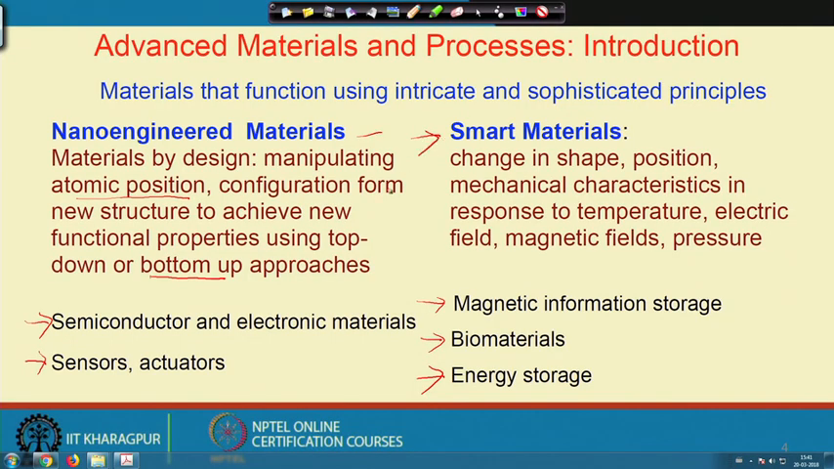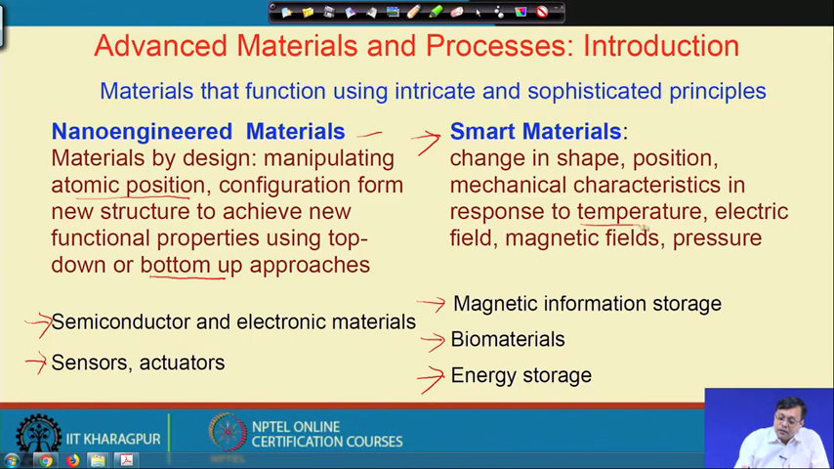What is really a smart material? It means that the material itself changes its shape, position, or let us say mechanical characteristic when we change some temperature parameter, or some electric field is given to the material, some magnetic field may be given, or let us say pressure.